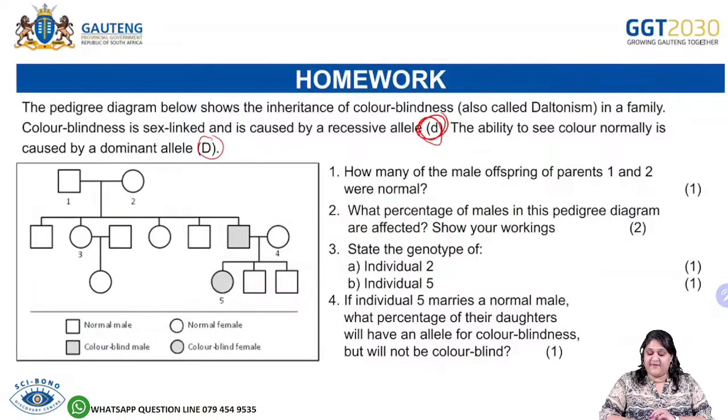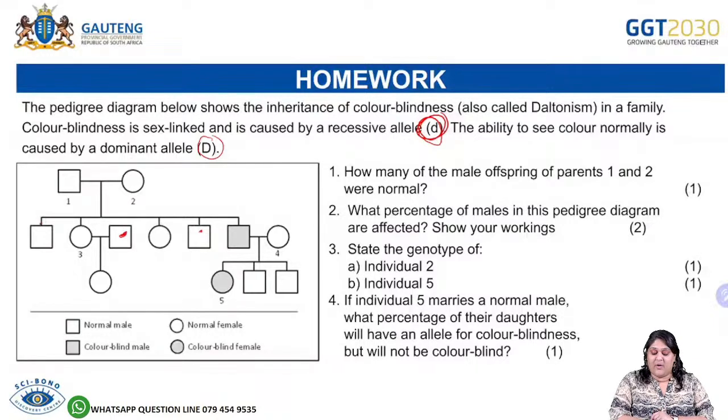So how many of the female offspring of parents 1 and 2 were normal or have normal vision? Okay, so here's 1 and 2. How many have normal vision? Of the male offspring, it's 1, 2. We don't count this one because this one is married into the family.